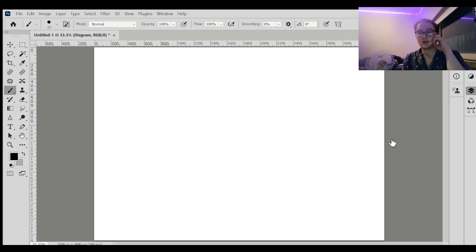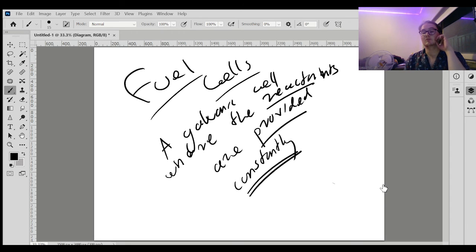Done. Easy. Alright, now on to what is probably the most important thing of this unit. Fuel cells. A fuel cell is a specific kind of galvanic cell where the reactants are provided constantly.